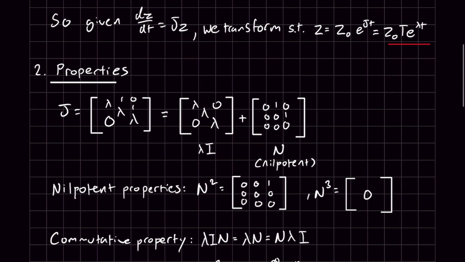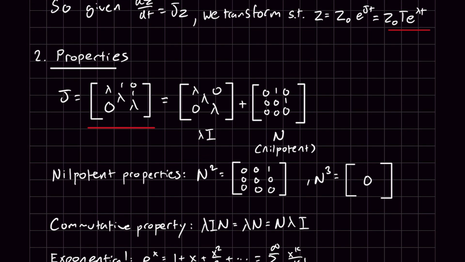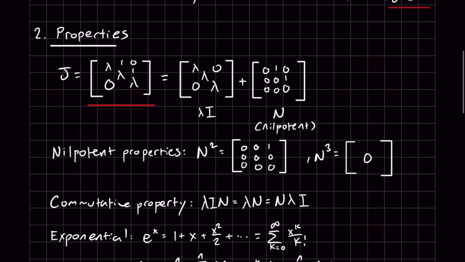All right, so now over here we have J, this cool matrix. As we can see, you can break it up into two very important kinds of matrices. One is the eigenvalue matrix, which is just a bunch of lambdas in diagonal form, as was mentioned previously. And the other is the nilpotent matrix. You can write that as the sum, so we can basically write J equals lambda I plus n. This will become very important later.